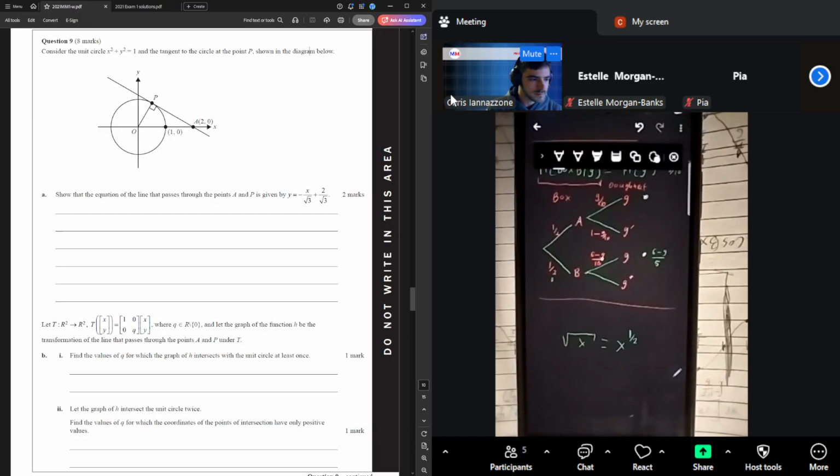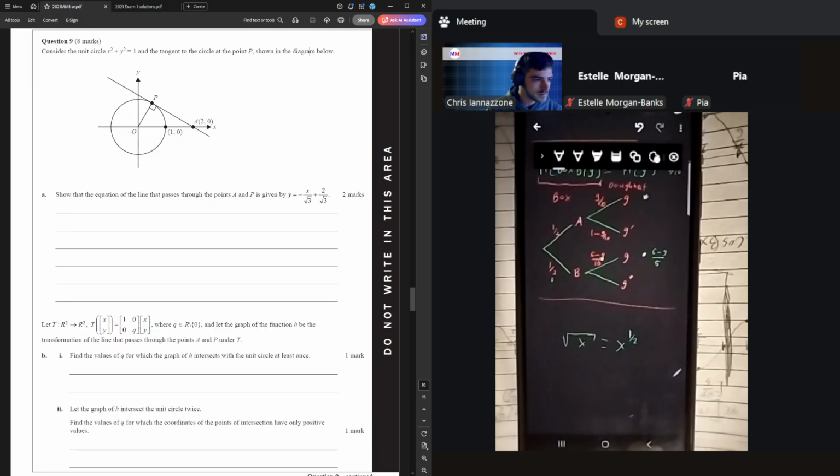You just sub in the point and then see if the left-hand side is equal to the right-hand side. Sub in the point, left-hand side equals right-hand side.